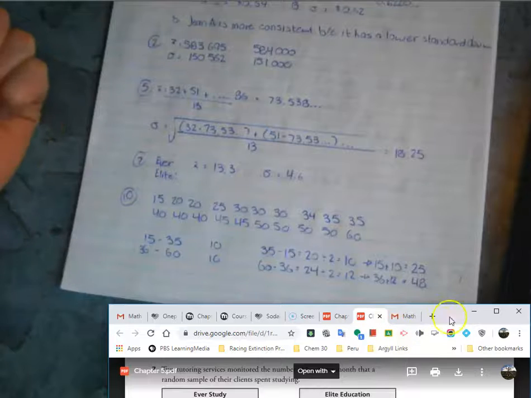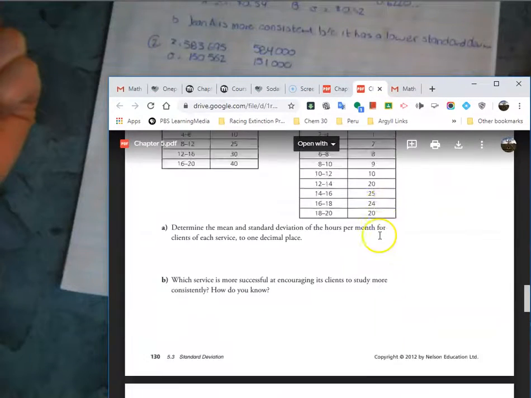All right, last question was number 10. Let's have a look here.